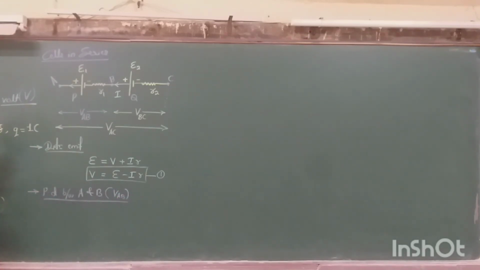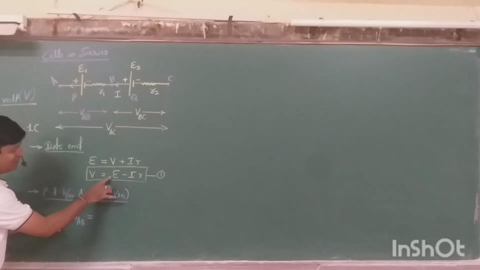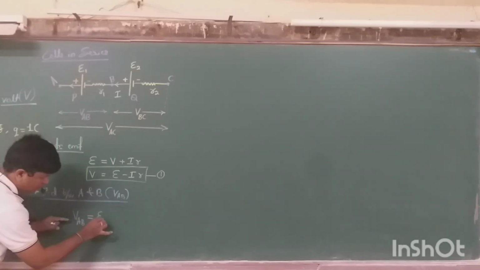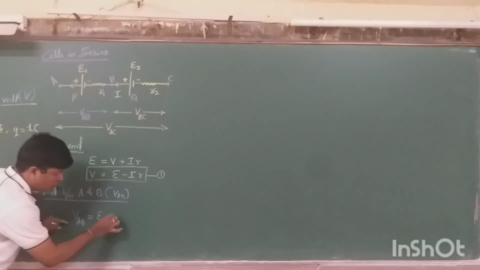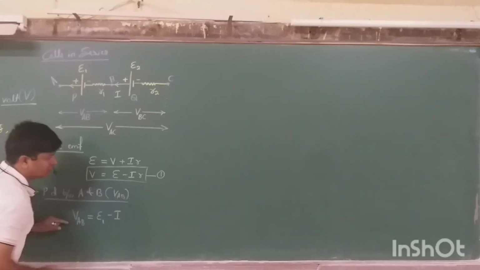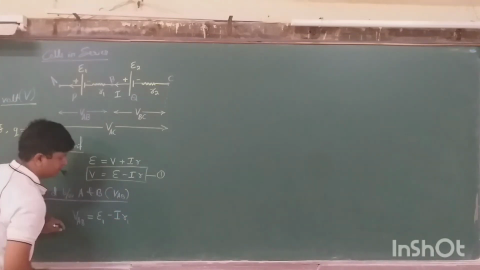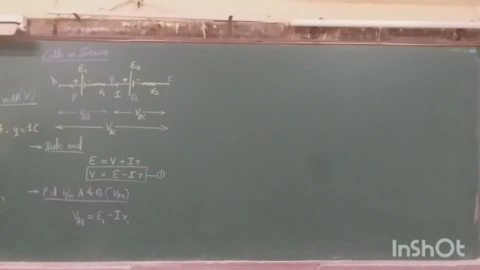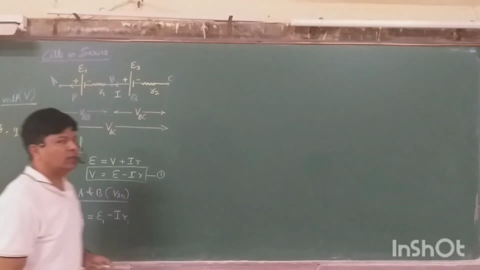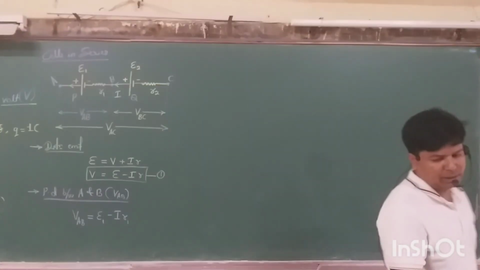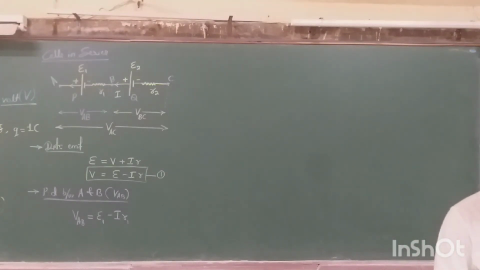Apply this formula for the first cell. VAB is equal to, in series combination potential divides, current will remain the same. So VAB is equal to the first cell EMF E1 minus the current the first cell is sending, that is I, times the internal resistance R1. This is the expression of the potential difference between the points A and B. Next, the potential difference between B and C. This is equation number 2.